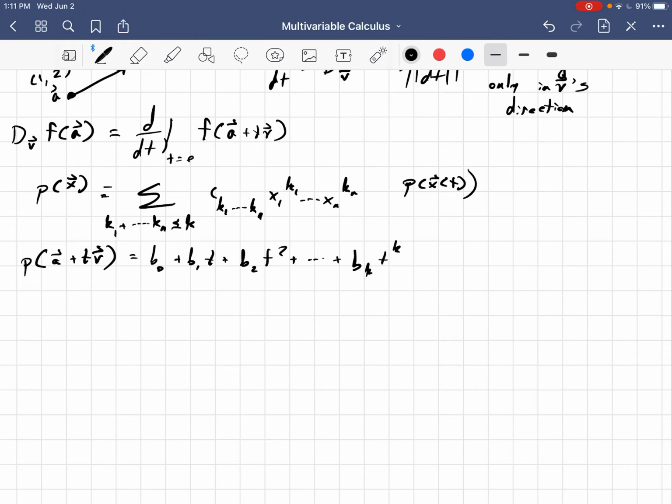Because really what we need to just look at is b sub 1. That's really the only one that's actually going to be important. Because if I take the derivative of f of a plus tv and evaluate it at t equals 0, then realize this is going to go away because the derivative of a constant is 0. And then this is still going to have a factor of t, and then we're going to plug in t equals 0, and it's going to go away. And likewise for every other term. And what we're going to be left with is b sub 1. And so b sub 1 in this case represents the directional derivative.